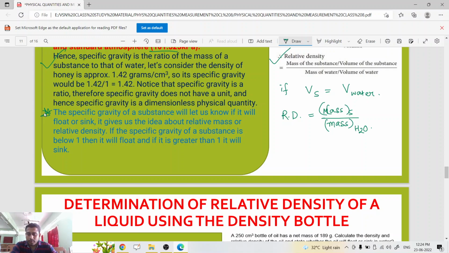Suppose for one substance the relative density is greater than 1, that means it will sink in water. Otherwise, if the relative density is less than 1, then it will float. So you can say if RD is greater than 1, the body sinks in the water, and if RD is less than 1, then it will float. So this is the quantity, that is relative density.